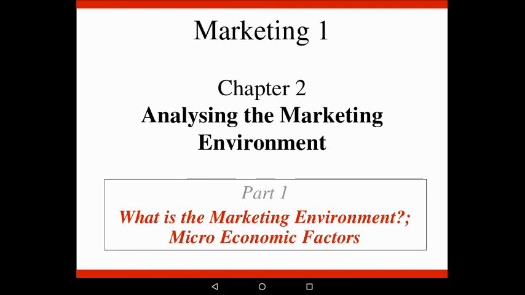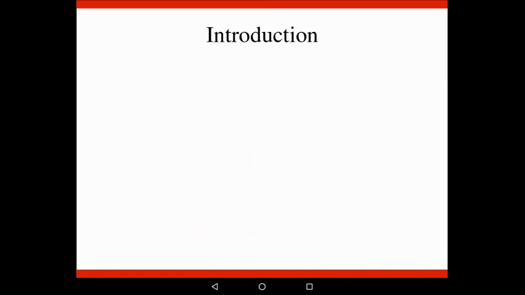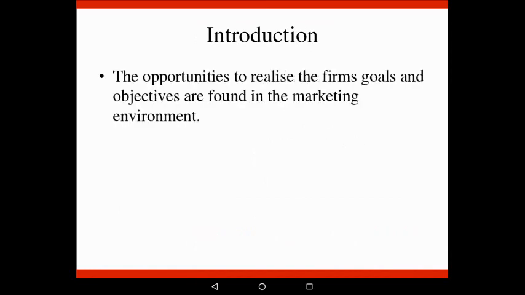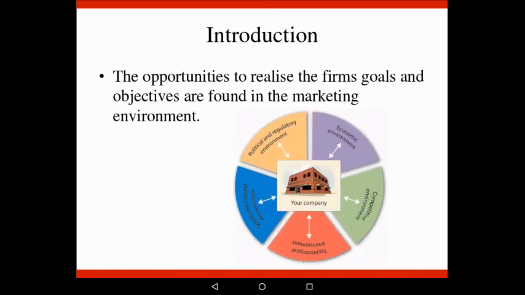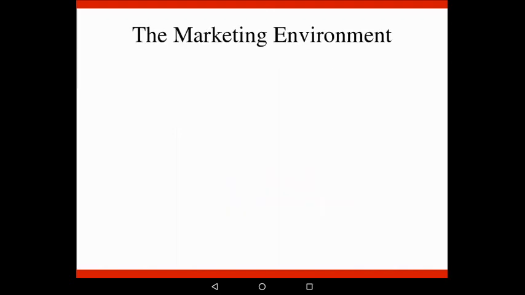Chapter 2, Analyzing the Marketing Environment, Part 1: What is the marketing environment and microeconomic factors? Introduction. The opportunities to realize the firm's goals and objectives, which as we know is usually to gain a profit, are usually found in the marketing environment. Here is a picture of the marketing environment. It includes the economic environment, the competitive environment, the technological environment, the social environment, and the political environment, and a few others, which we'll look at later.